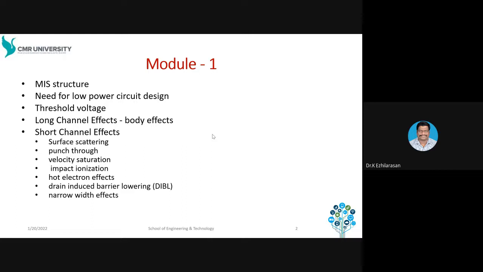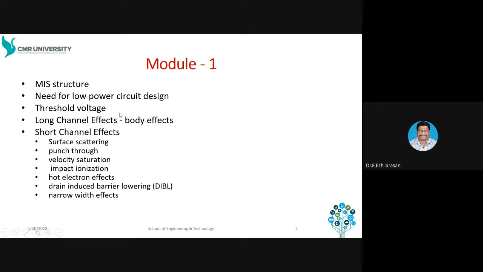In the long channel effect, we have two different types of effects: one is channel length modulation, the other is the body effect. But here we are going to concentrate on body effects. The second thing is the short channel effect. The listed short channel effects are surface scattering, punch through, velocity saturation, impact ionization, and hot electron effects, the drain induced barrier lowering, shortly called DIBL, then narrow width effects. These are the things we are going to study.